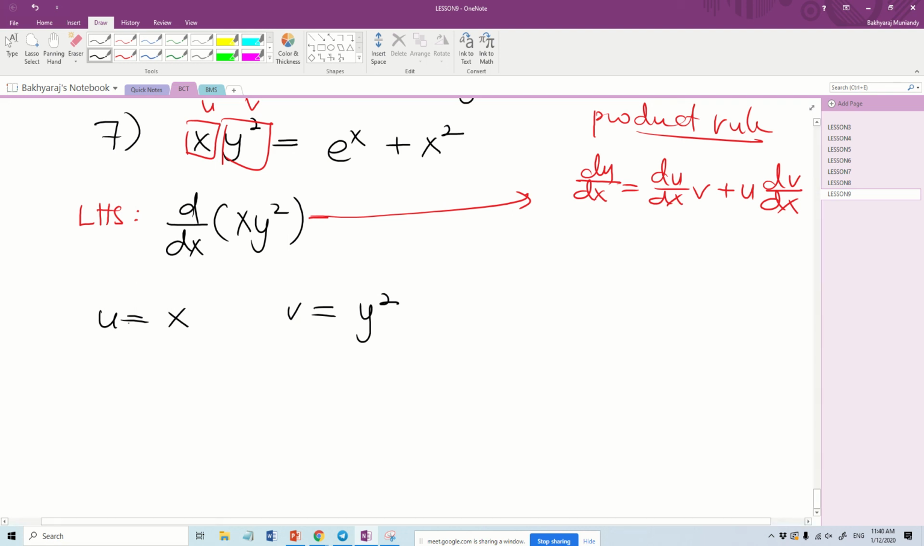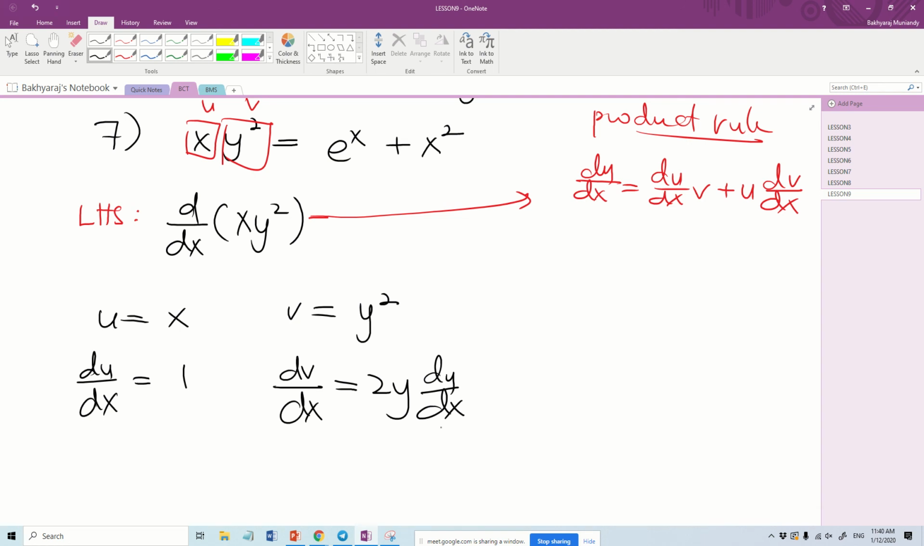Okay, once you differentiate, you get du dx become 1. Very good. So du dx dia akan jadi 1. What about dv dx? 2y dy dx. Dia mesti ada dy dx. Differentiate y mesti kena ada dy dx. So 2y dy dx. Okay, so darab silang kita dapat apa? This times this and this times this.